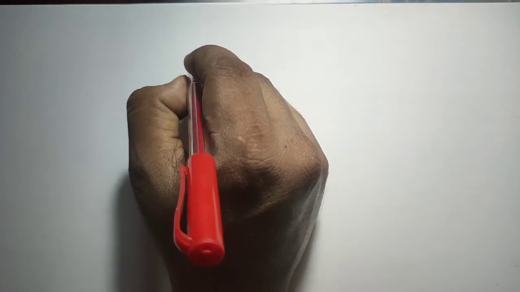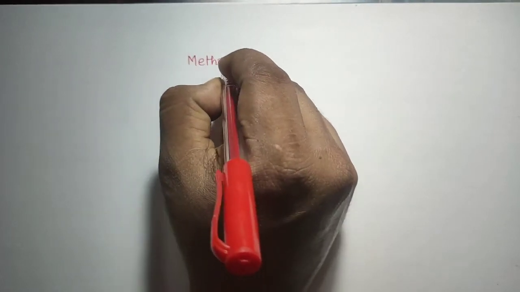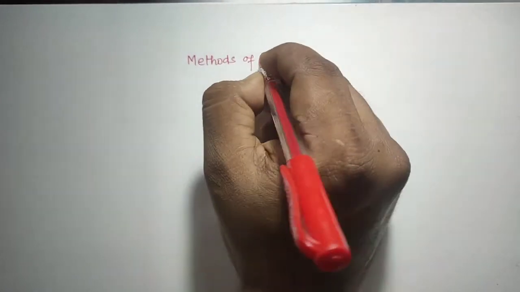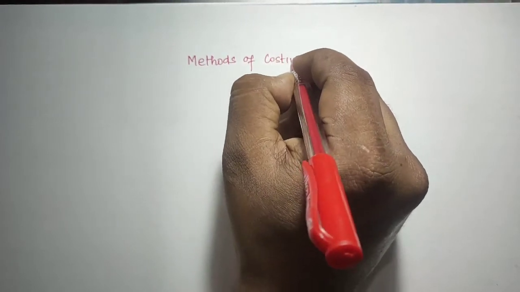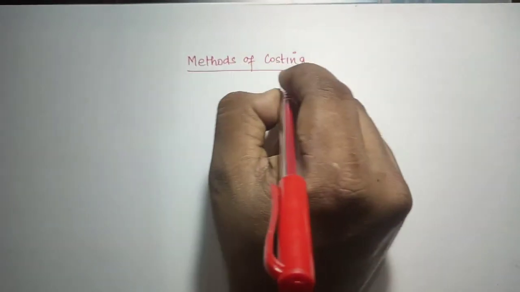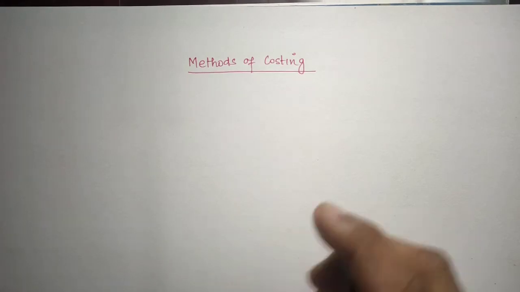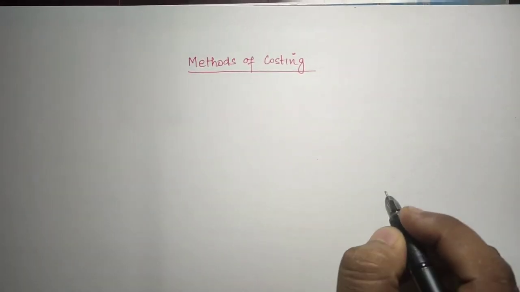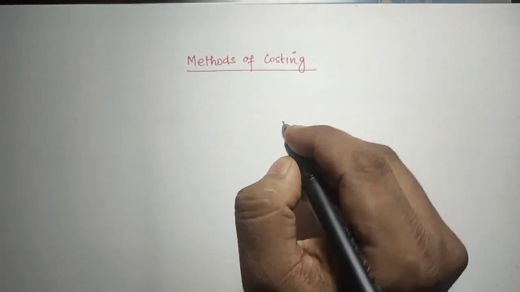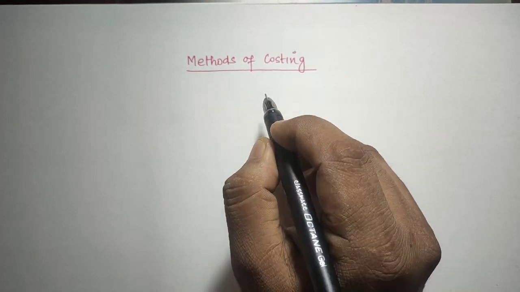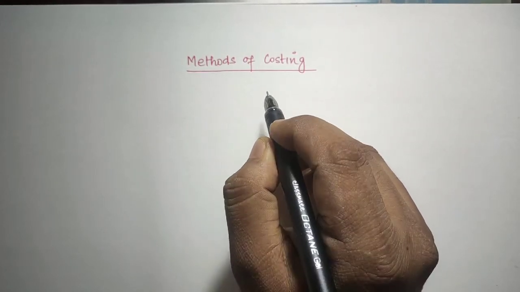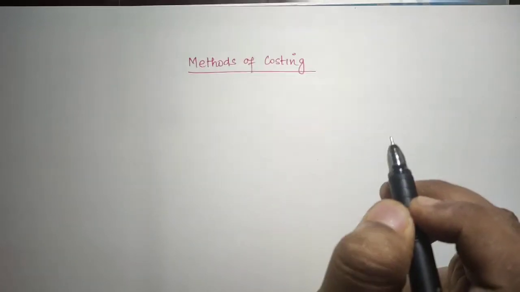Today my topic of discussion is methods of costing. The fundamental principles of cost ascertainment remain the same, but the methods of analyzing and presentation of this cost differ from industry to industry.